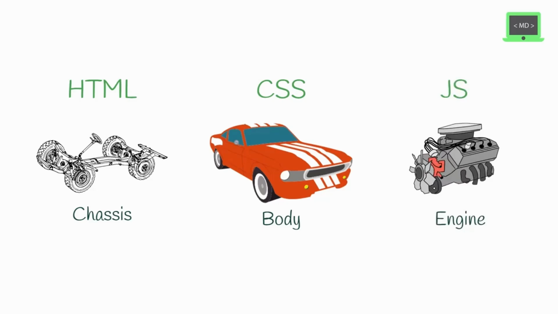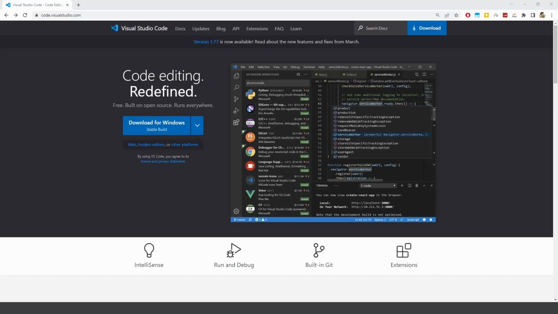So all modern websites will consist of these 3 elements. In the upcoming videos, we will be learning how to write the code for each of these files. The first thing we will do is to install our IDE, and in this case, we have Visual Studio Code.